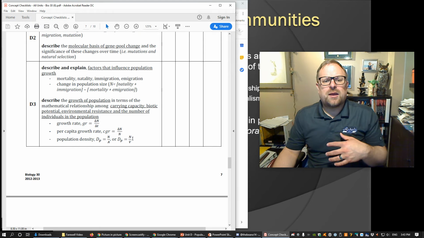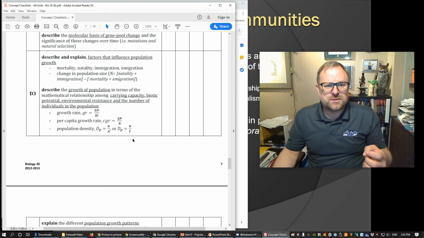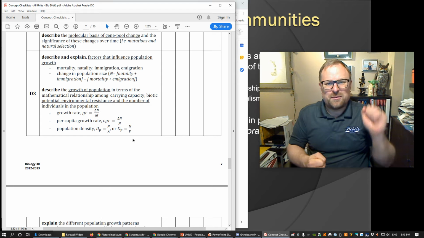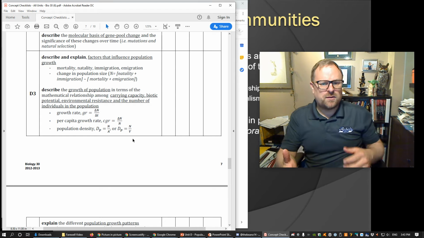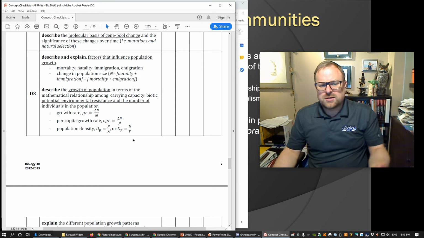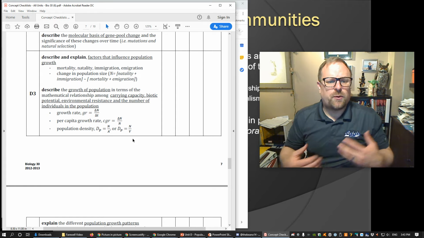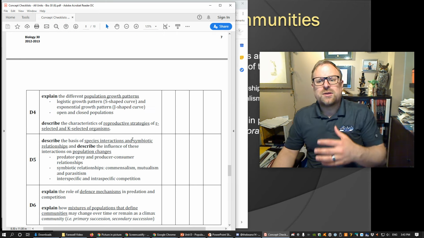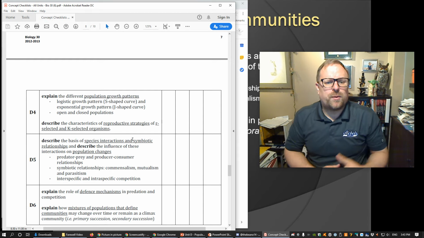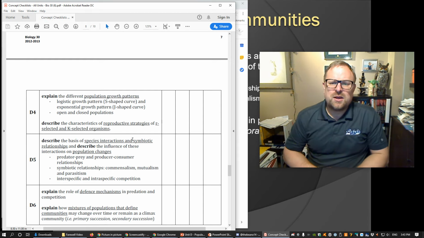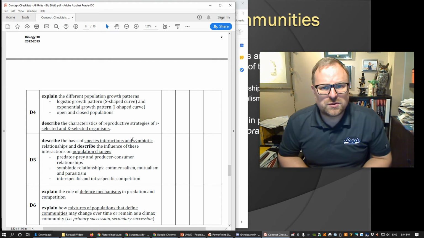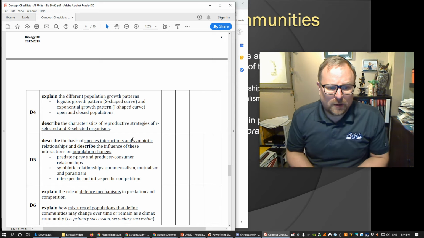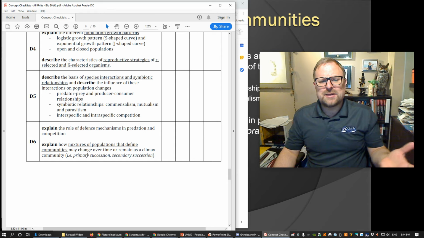We then moved into talking about different ways we can describe populations. So we can describe how they change based on looking at, very simply, how many births, how many deaths, how many things come in, how many things go out in a population. We talked a lot about how populations grow, and we talked about things like growth rate, per capita growth rate, density, all of that kind of stuff. Then we looked at patterns to how populations grow. We looked at S-shaped versus J-shaped curves. We talked about organisms that have different reproductive strategies that make them R-selected or K-selected, and that's where we wrapped up with D4. What we're going to be doing today is covering the last 2 concepts.